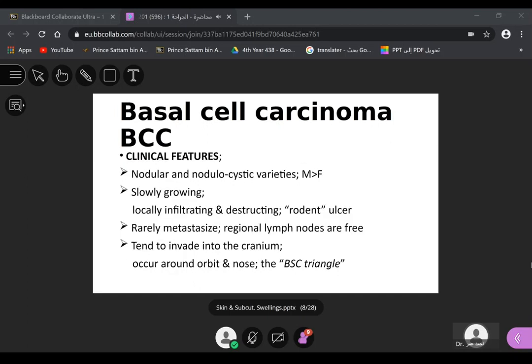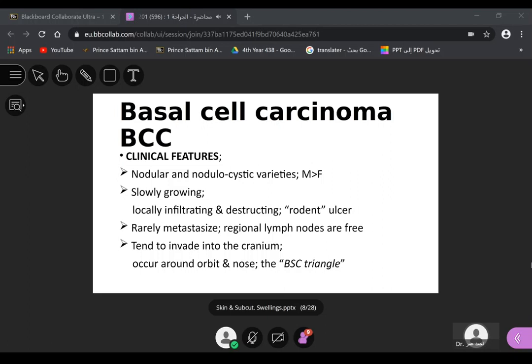There are two types of presentation of basal cell carcinoma. It's either nodular or nodulocystic. Nodular means there is a swelling which is mostly firm. Sometimes part of the swelling might be nodular and part of it could be cystic. This is known as nodulocystic. The disease is more common in males than in females. So basal cell carcinoma, epidemiologically, I have mentioned that it is the most common skin cancer, and the other thing is that it is more common in males than in females.